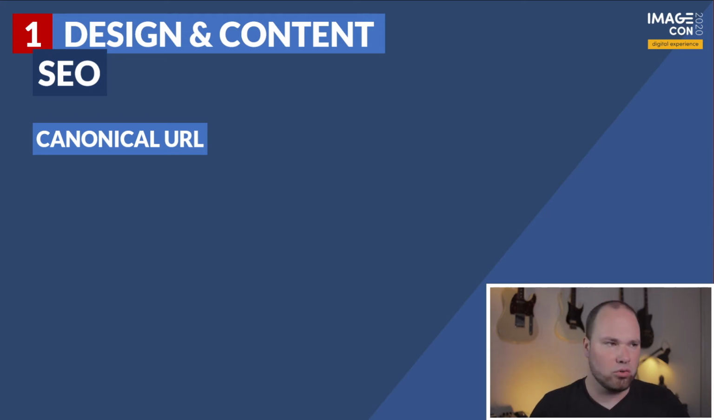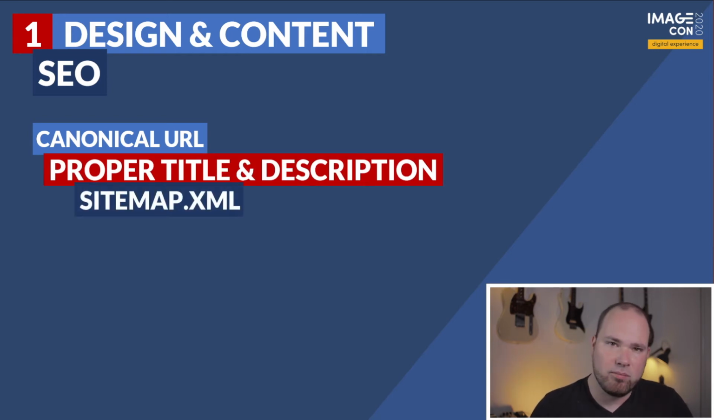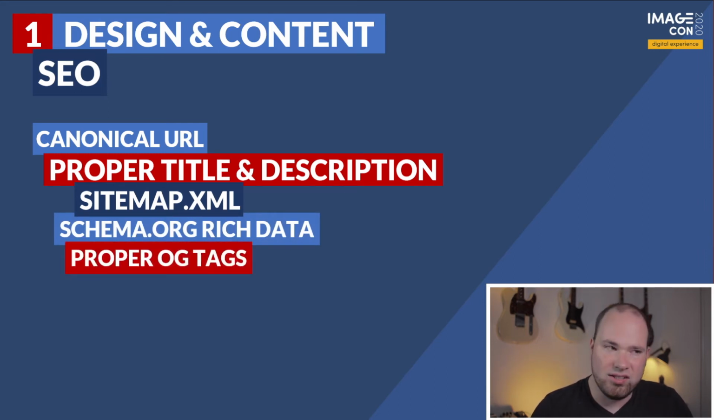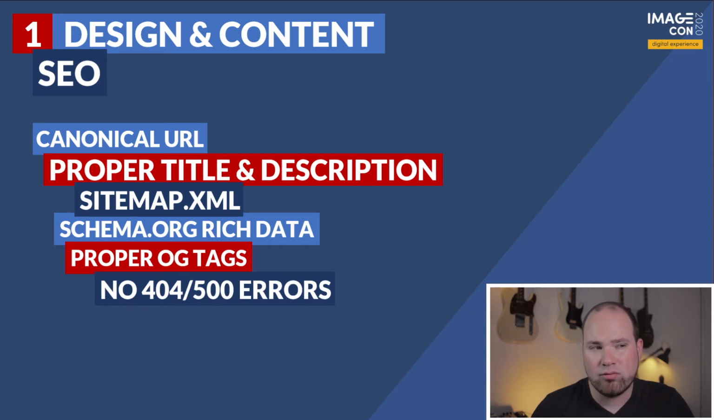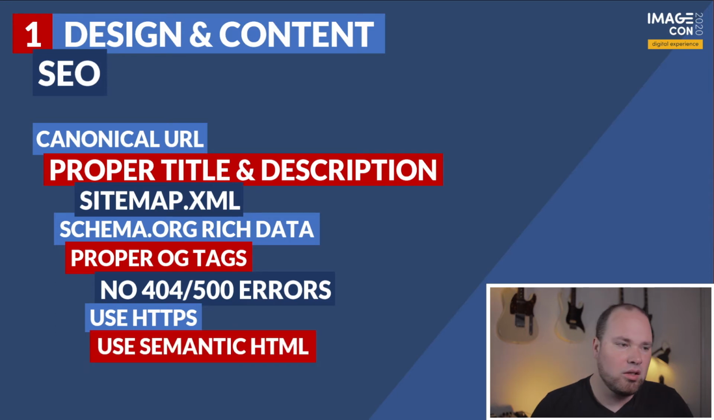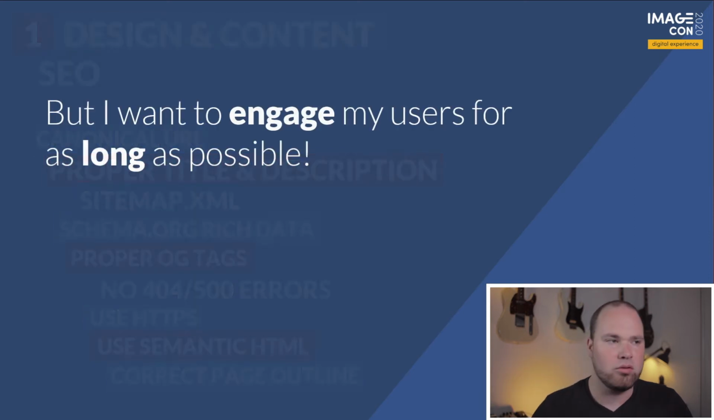So make sure you have a canonical URL, have a proper title and description for the page, have a sitemap XML, have schema.org rich data, have proper OG tags, have no 404s or 500 errors, use HTTPS secure connection, have semantic HTML, and have a correct page outline. If you have all of those in place, you will no longer be on page 2 on Google where everybody dies. You will be on page 1. The only thing you have to now do is make sure your content is good.